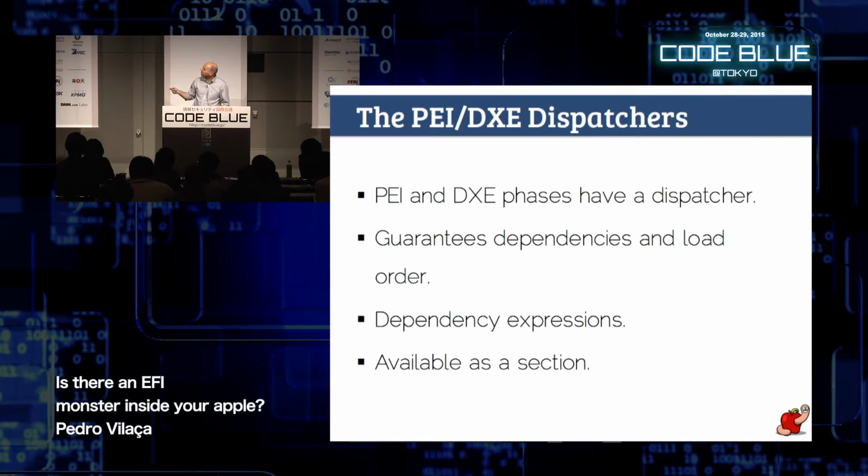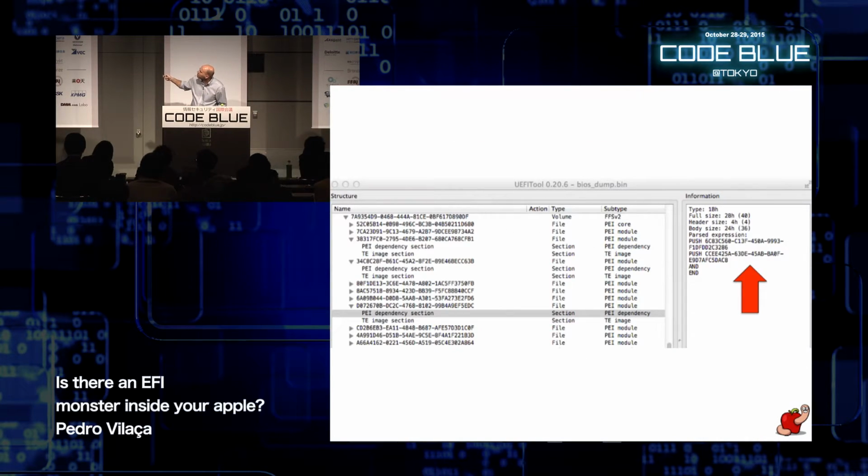Let me bypass this very quickly. You have many drivers inside the BIOS. How do you know the order of execution? There's basically one dispatcher in the PEI phase and one dispatcher in the DXE phase. And you have dependencies between them, which is a very small language, a stack. There's a stack, you push there, and everything goes push and pop from there, and there's a Boolean logic there. And so this dispatcher knows what order things need to be loaded.